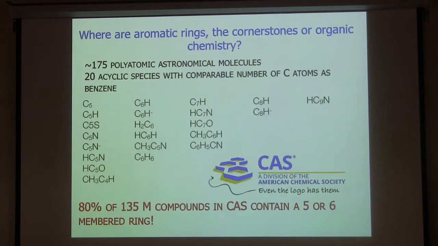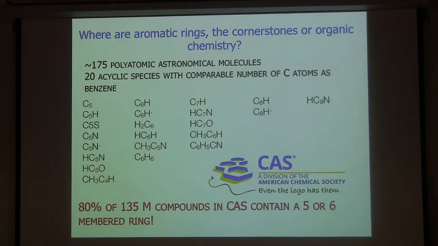So, part of the effort in our group is really this complex mixture analysis. And what I want to show you here is just one example where we can apply it to, we think, a very important astronomical problem. And this relates to the question of where are the aromatic rings in space.